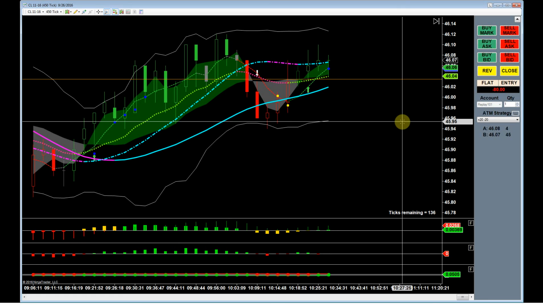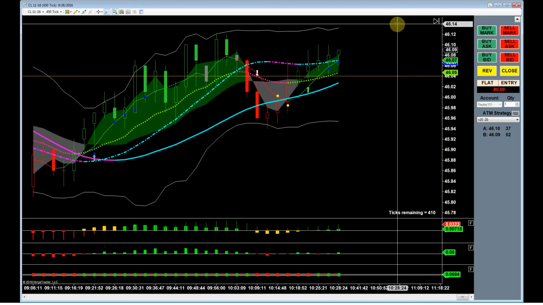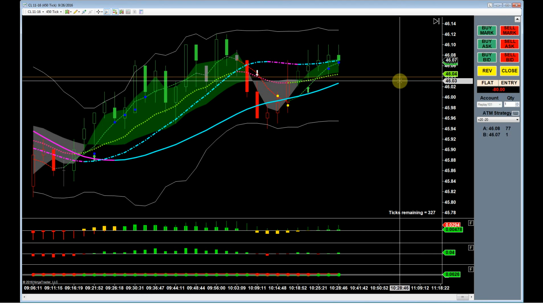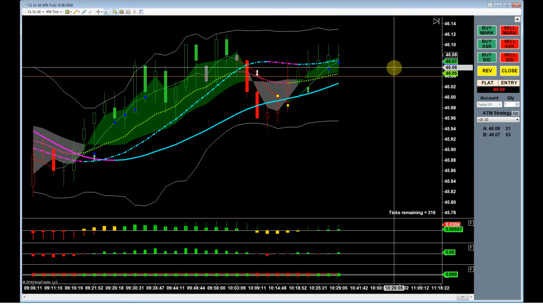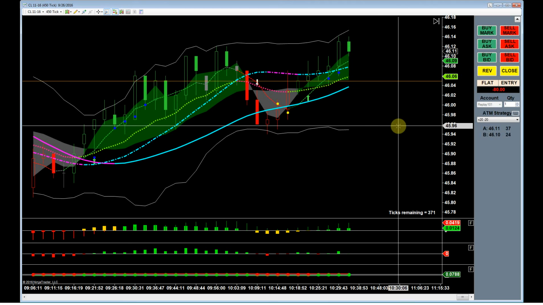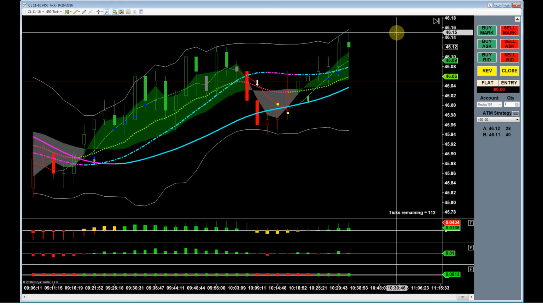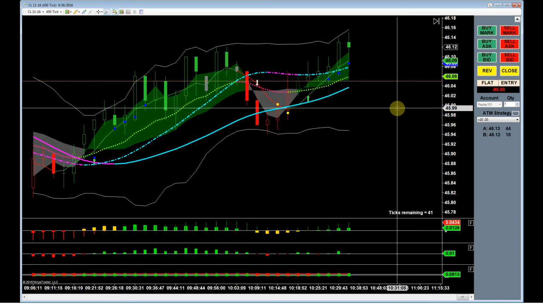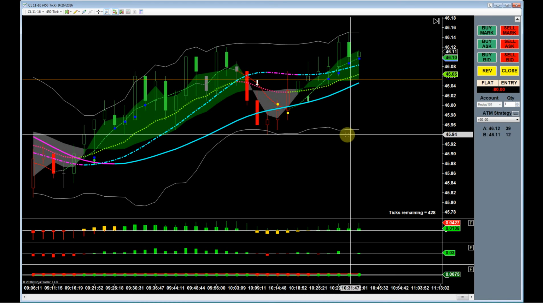46.05. So we're going to look for a move to 46.15, right up here. 15 is going to be the exit. Long at 46.05. And you add 10 ticks to that, and it's 15. I think they just hit that. Yeah, there's 15. Just hit 15 there. So another winning trade there. Did you see that? Pretty cool, huh?